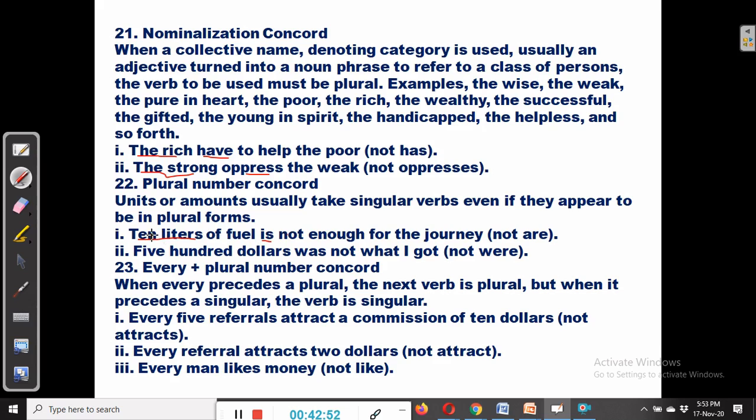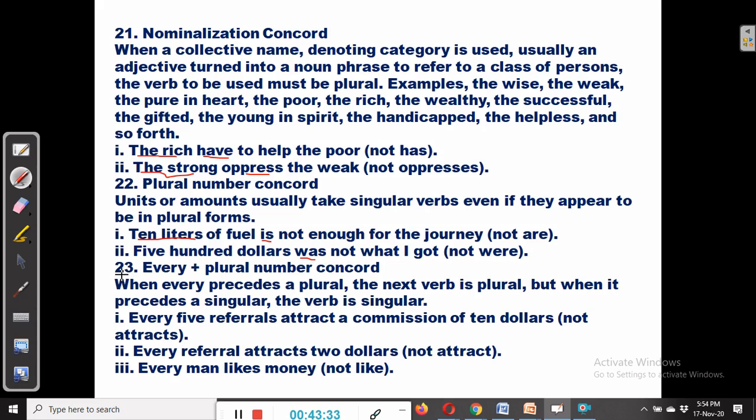10 liters, even if you are saying a million liters of fuel, the verb should still be singular. A million liters of fuel is, not are. Then the second example, $500 was not what I got. You see, $500 appears to be plural, but because it's just a unit of measurement or an amount, of course, it takes a singular verb. $500 was not what I got. Not were not what I got.